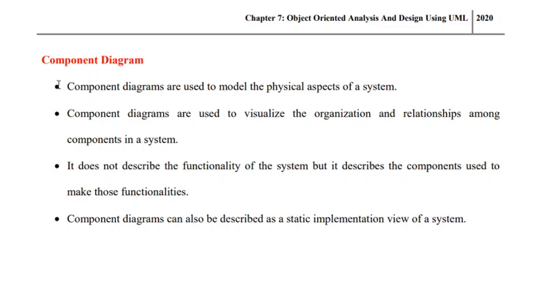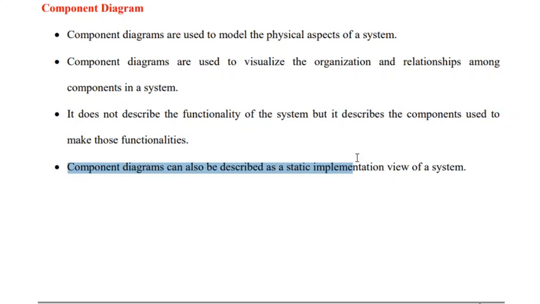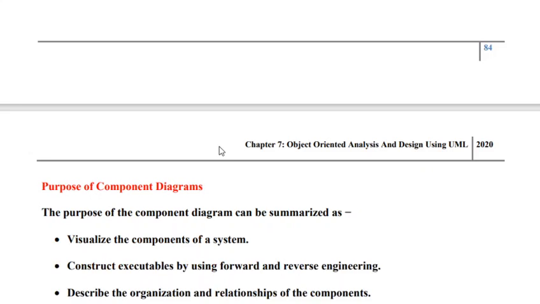So in today's class, we're going to discuss the component diagram. A component diagram is a diagram that is capable of modeling the physical aspects of the system, that are the components. Component diagrams are used to visualize the organization and relationship between various components. It does not describe the functionality of the system, because it discusses the components. It basically describes the components used to make those functionalities. Component diagrams are also described as the static implementation view of a system. Right. So these are the characteristics of a component diagram.